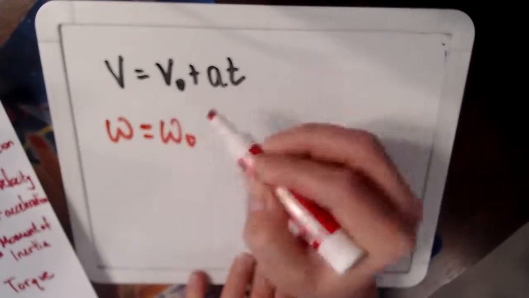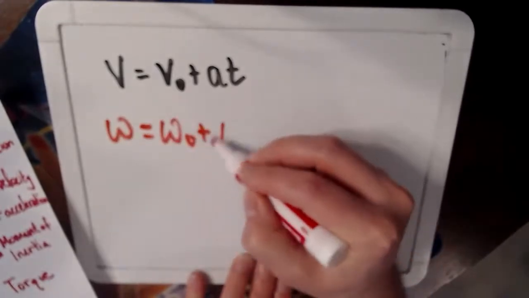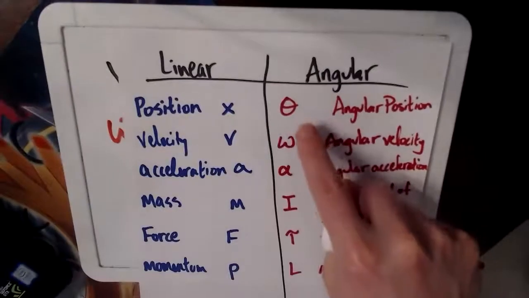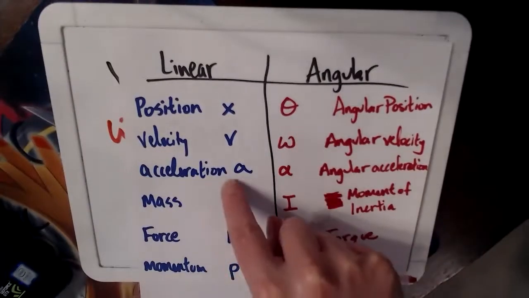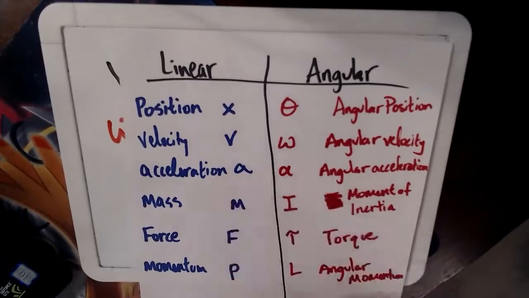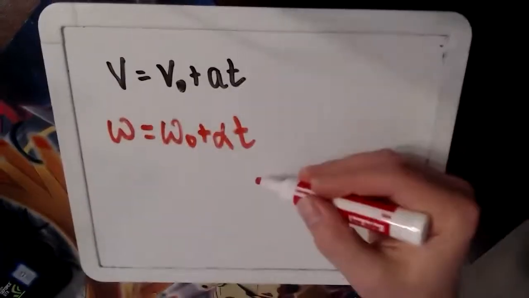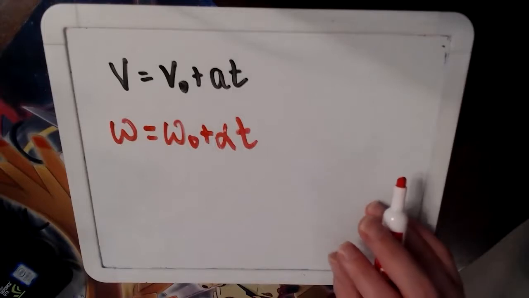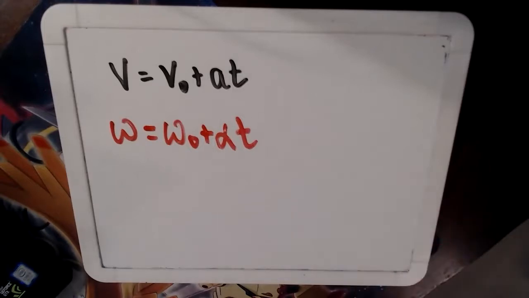Omega naught plus alpha t, where our angular acceleration is alpha and our linear acceleration is a. So you just translate. This works for all the kinematics as long as you have constant angular acceleration, and that would be our alpha.